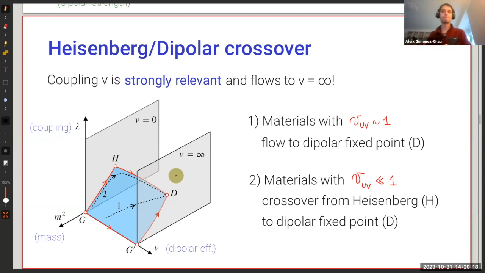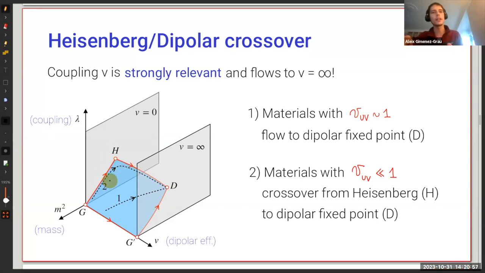Okay, perfect. Thanks. So what I'm going to explain now is how to make this discussion a bit more quantitative. As I said, I said something a bit vague: sometimes you do an experiment in the Heisenberg regime, sometimes in the dipolar regime. Now I'm going to make this more quantitative. If I give you a material, are we following trajectory number 1 or trajectory number 2? If we do a particular experiment, how far along this RG flow are we doing the experiment? That's what I'm going to try to explain now.